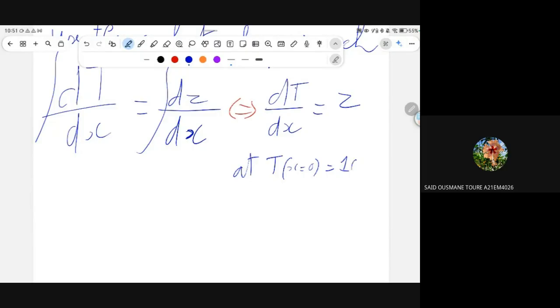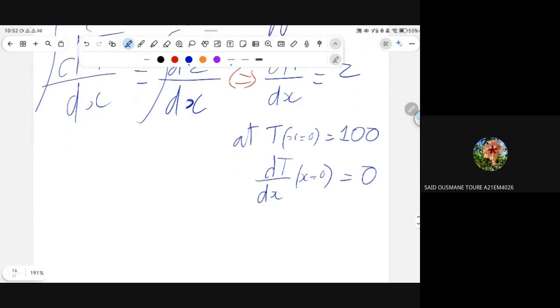However, 100 is constant also. So also delta t x when x equals 0 is 0. If this is constant, this is 0 derivative. Is it clear or no? Is it clear, guys? Okay, it's 0.